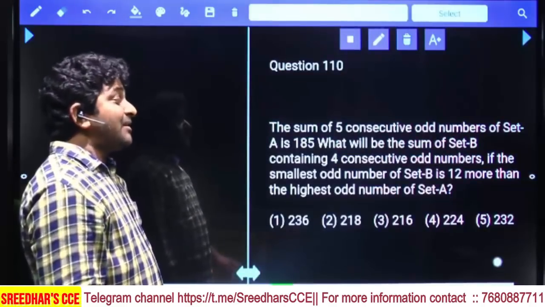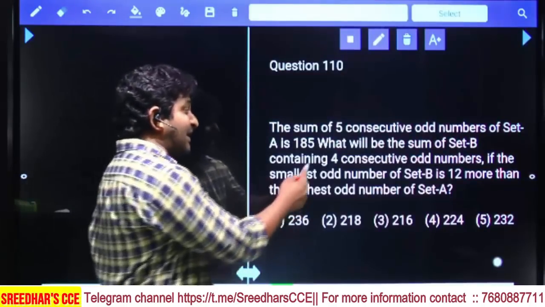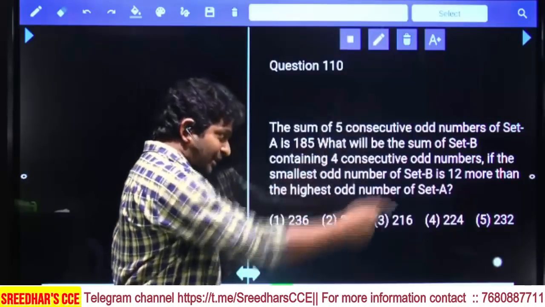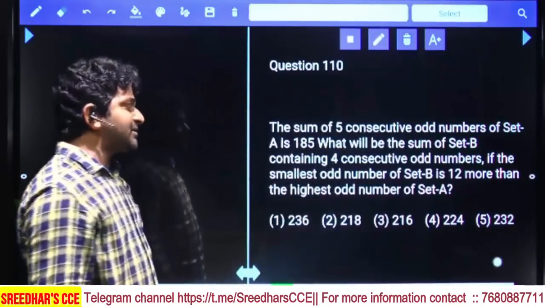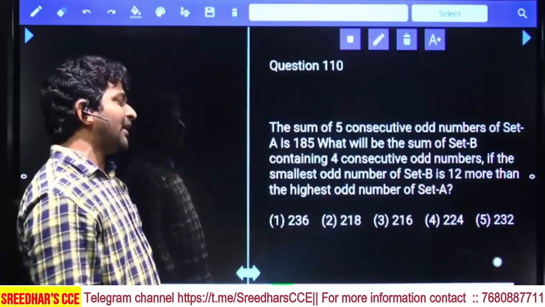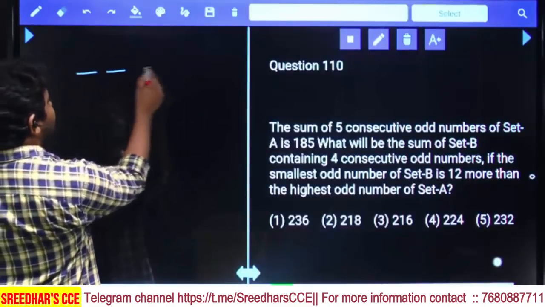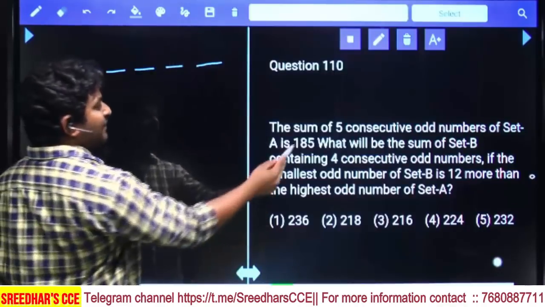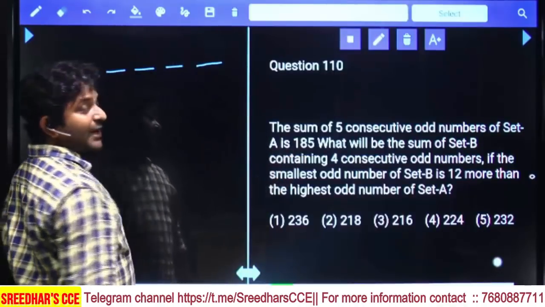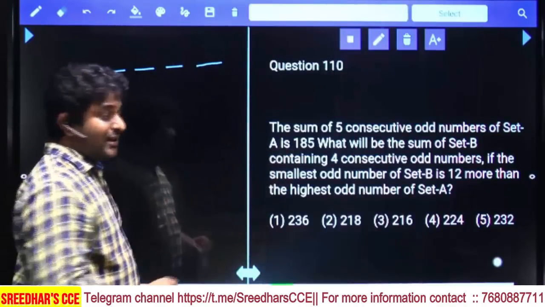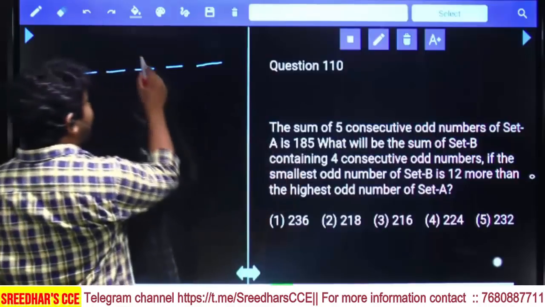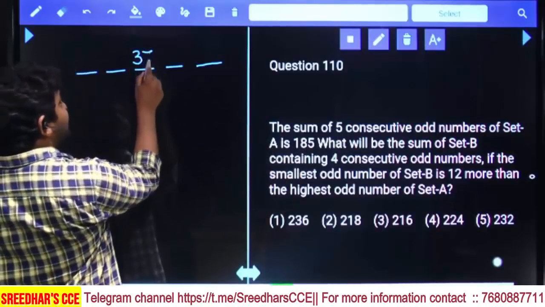What will be the sum of set B containing 4 consecutive odd numbers if the smallest odd number of set B is 12 more than the highest odd number of set A? In set A we have 5 consecutive odd numbers. The sum of numbers is equal to 185. Average in the sense the middle number only. 185 by 5, that is equal to 37.